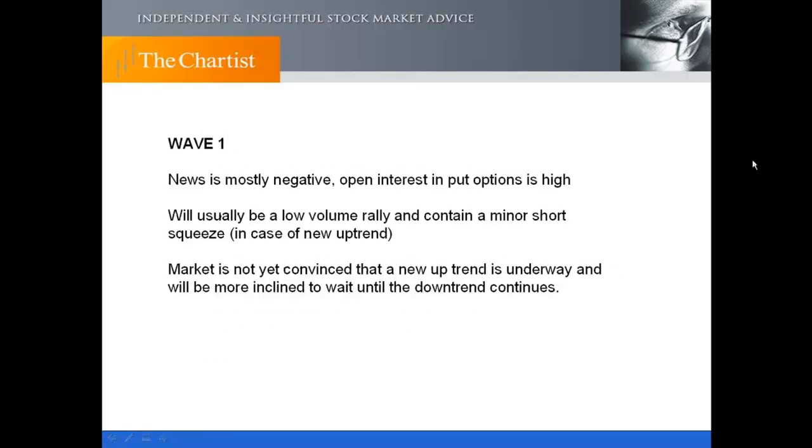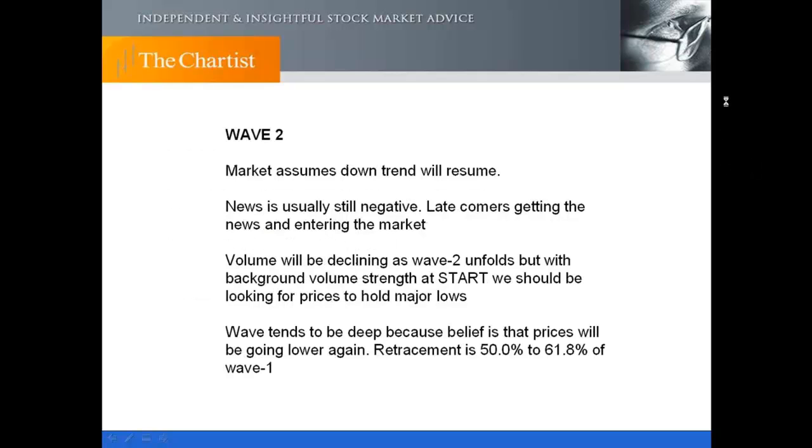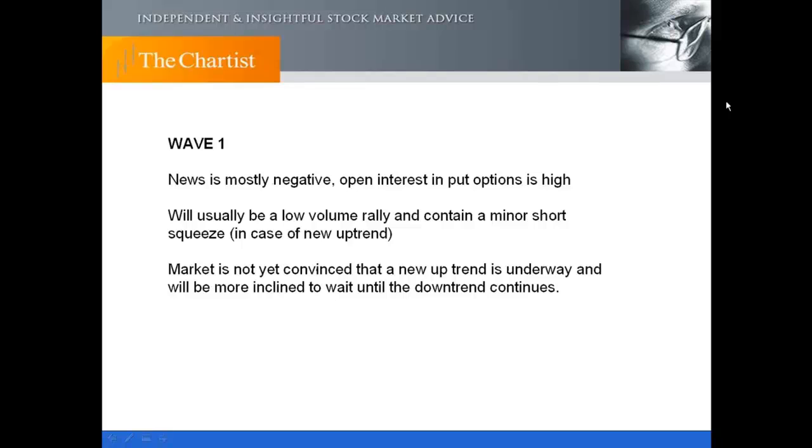So when we get to wave one, usually news continues, and I'm talking about a bull market here, okay? So we're talking about an upward 5-wave structure. So wave one, news remains mostly negative. Open interest in put options is very, very high and it will usually be a low volume rally and contain a minor short squeeze in a new upward movement. The market at this stage is still not yet convinced that a new uptrend is underway and will be more inclined to wait until the downtrend continues.